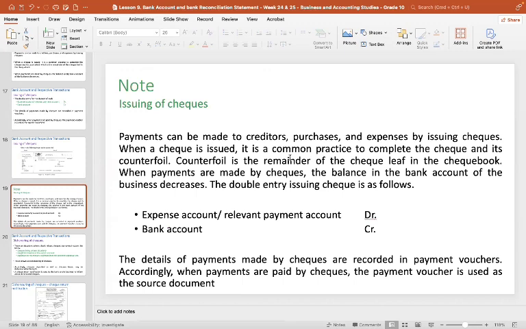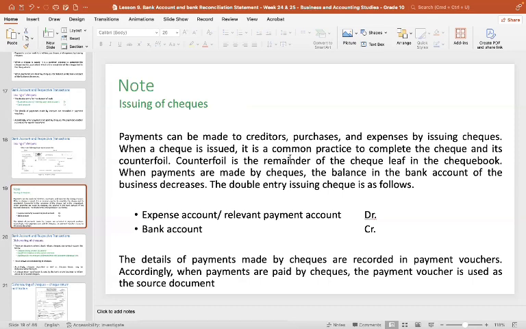When payments are made by checks, the balance in the bank account of the business decreases. Check එකක් issue කරාම මොකද වෙන්නේ? bank account එකේ තියෙන balance එක අඩු වෙනවා.